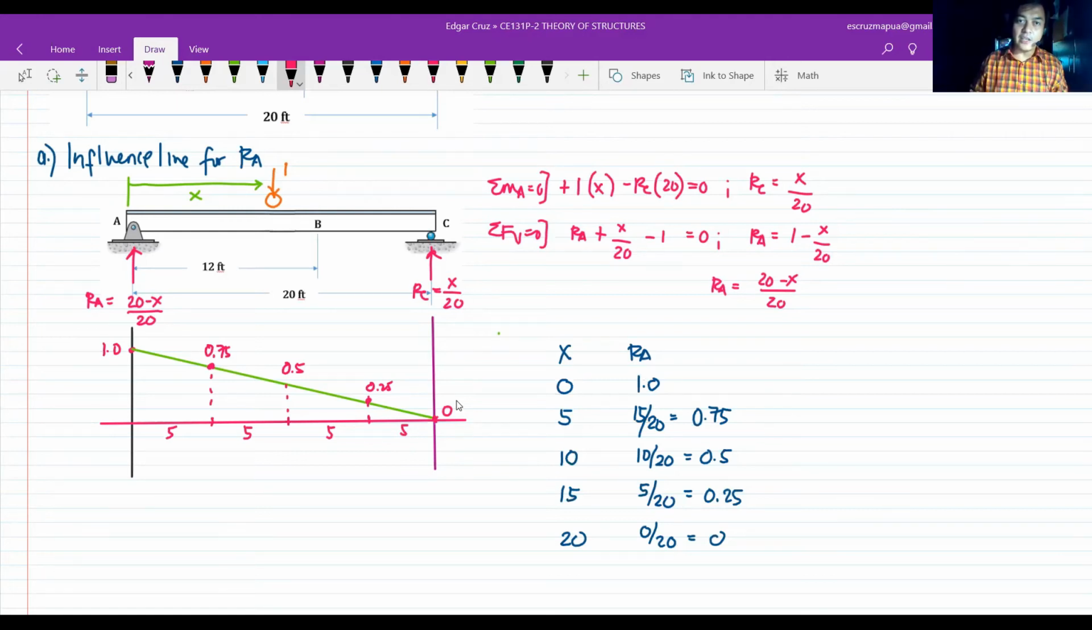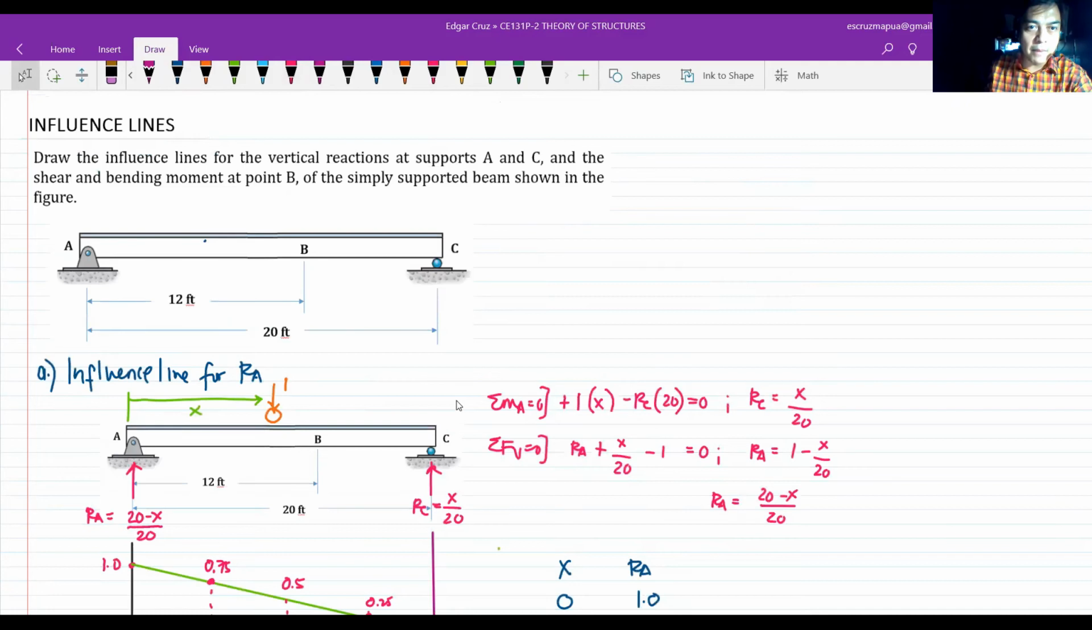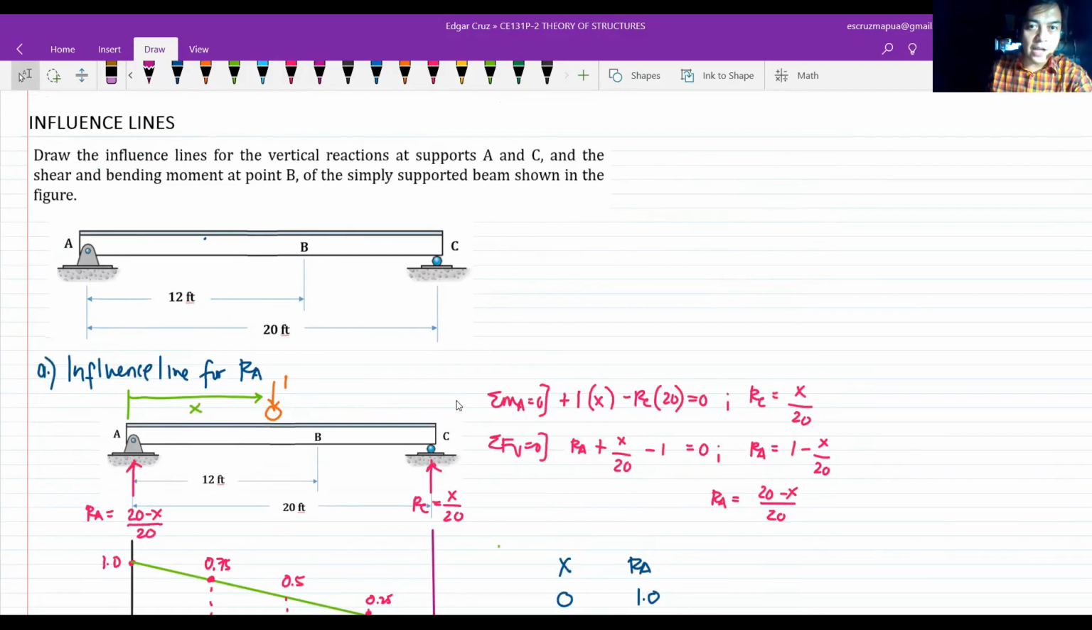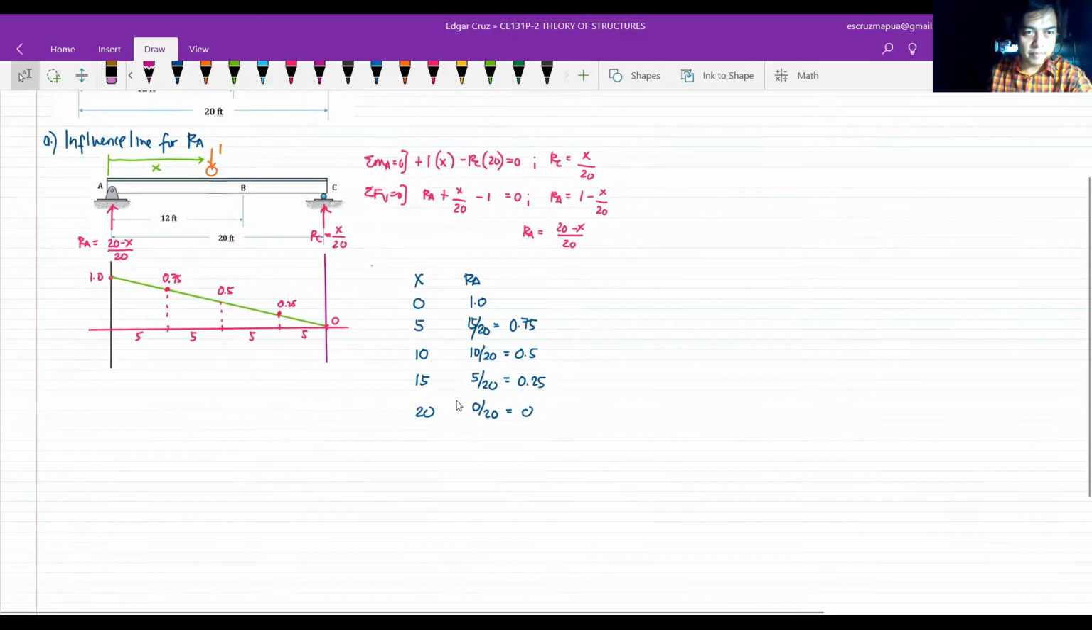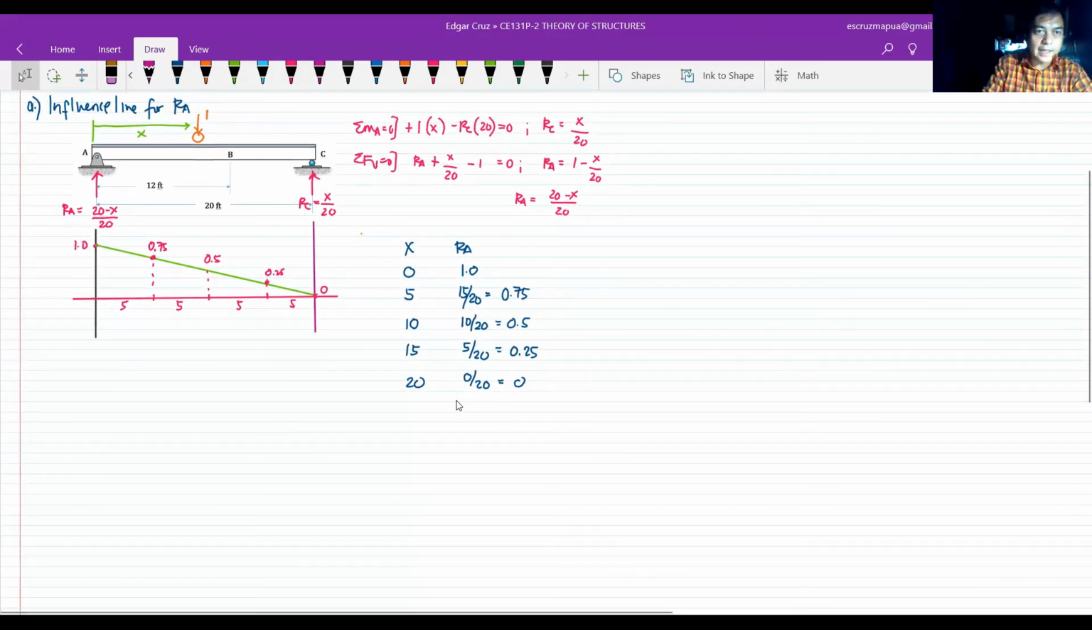So, pagka nakikita nyo yung influence line, it could give you an idea ano yung mga variation sa reaction due to a unit load moving within the span of the beam. Okay? So, again, that is the influence line for RA. Now, next question is the influence line naman for the vertical reaction at C. So we're done with the influence line at A.